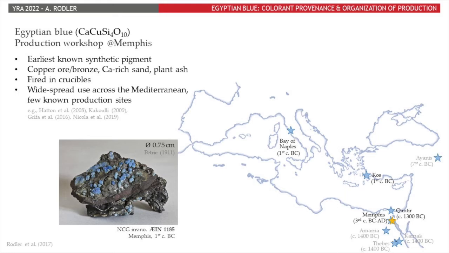And here in this map of the Mediterranean, you see a couple of places with stars of known production facilities. A lot of them in Egypt are focused on the Bronze Age, and then later on is the workshop at Memphis, and almost contemporary, 1st century BC, is the production in the Bay of Naples and at Kos that we know of already. And there was also production at the Ayanis fortress in the 7th century BC.